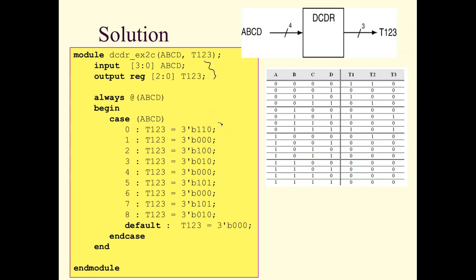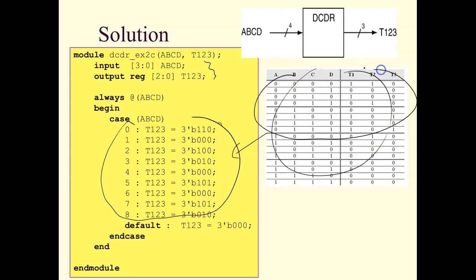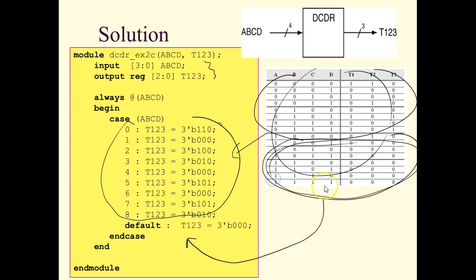This is essentially this table put into a Verilog format. So these are the first eight variables up here. This catch-all, which is the default, represents inputs 9 through 15. I happened to arbitrarily put the item selectors in decimal.